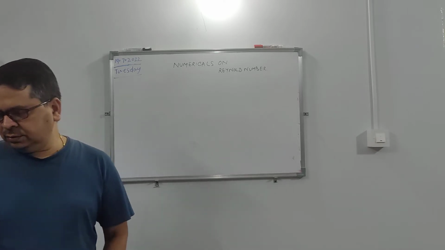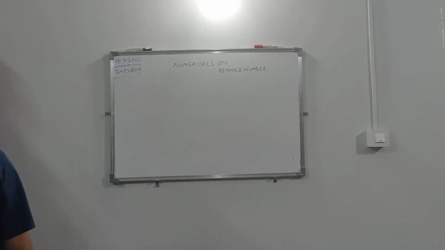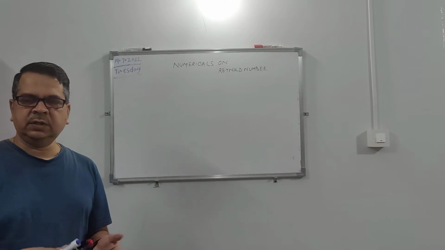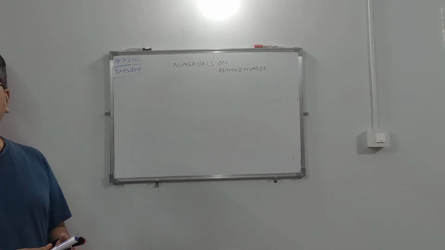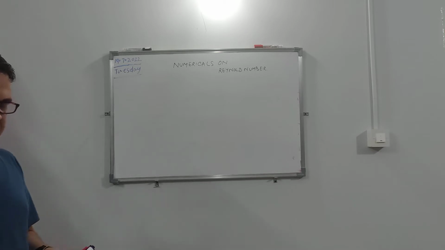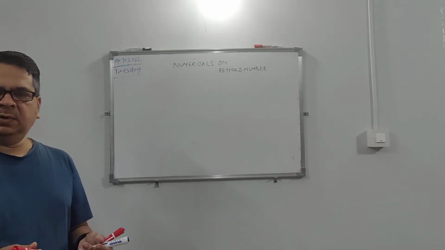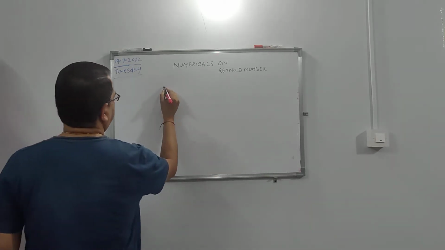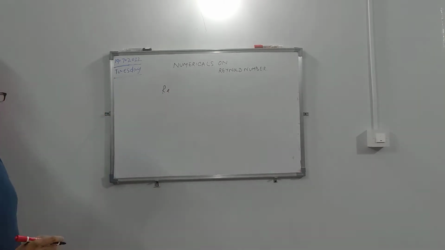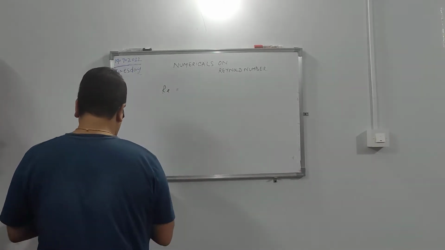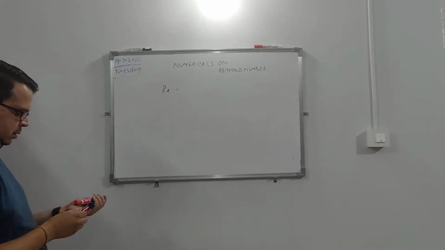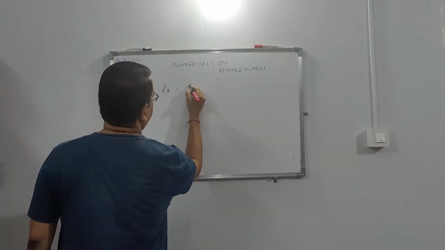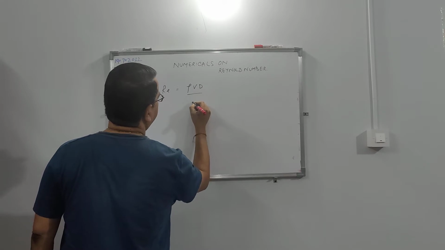There is a thumb rule for how we define whether the flow is streamline or turbulent. That is defined by something called the Reynolds number. The Reynolds number has a formula. We write the Reynolds number as Re, which is equal to rho V D by mu.